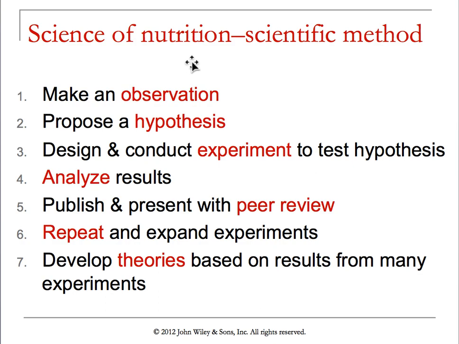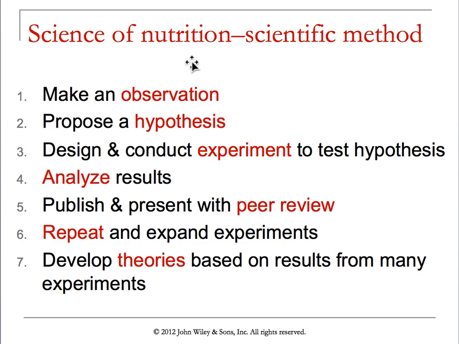4, analyze the results. 5, publish and present with peer review. What peer review means is, if you are a dietitian or a food scientist and you've done this study, then in order to have it published by a scientific journal, you have to go through what's called peer review. Peer review means other professionals in your field, so other food scientists or other dietitians, have to review the study that you conducted to make sure that the outcomes are true and that you followed all the proper steps.